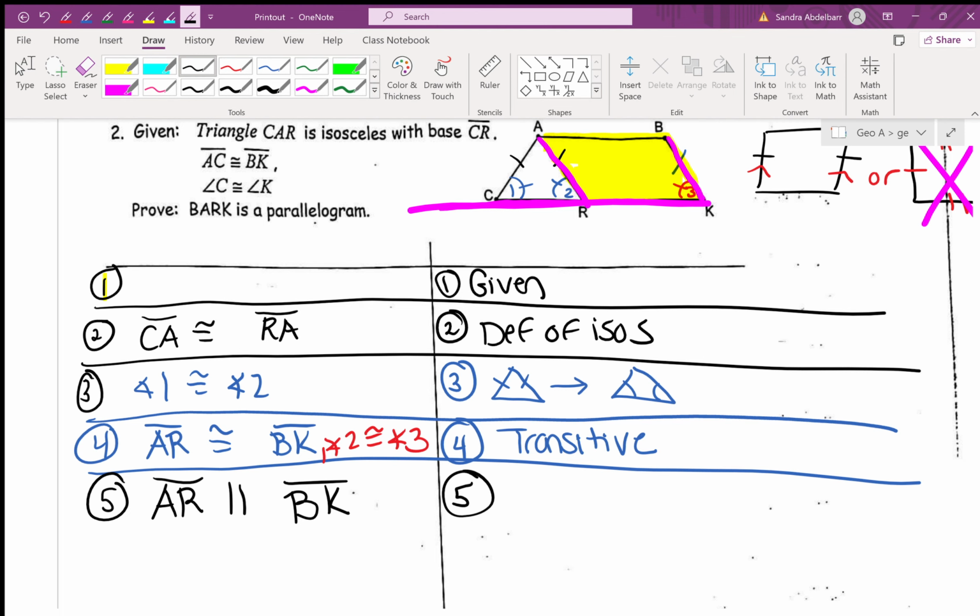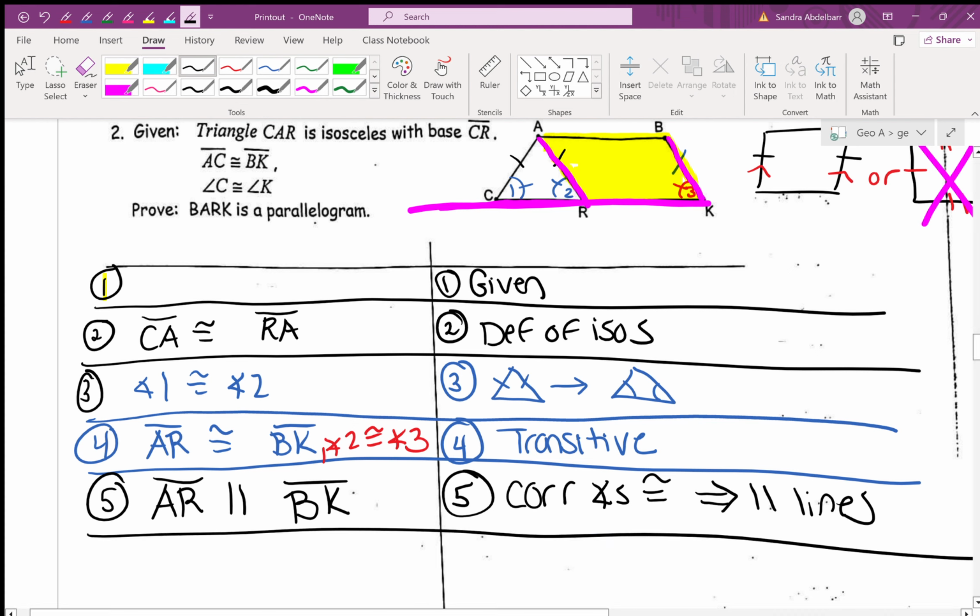Corresponding angles. Congruent yields parallel. You got it.